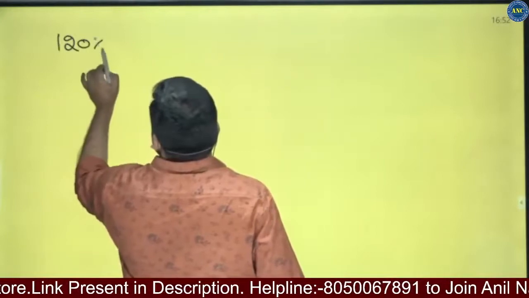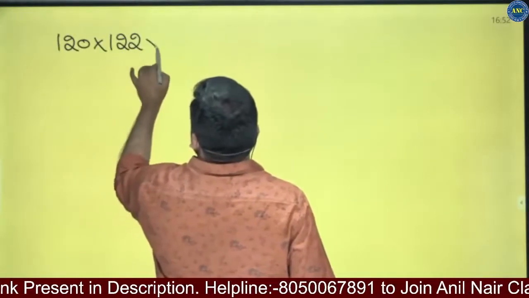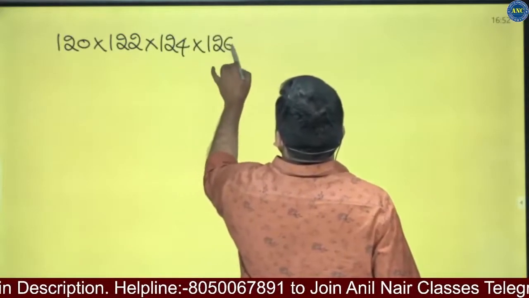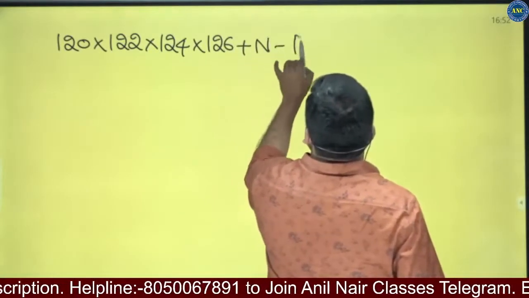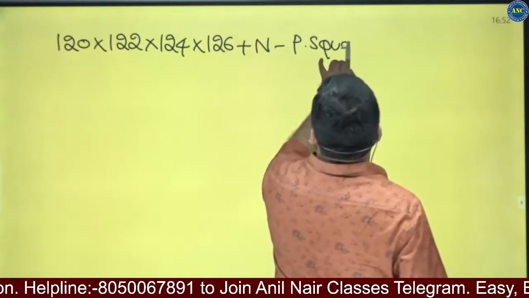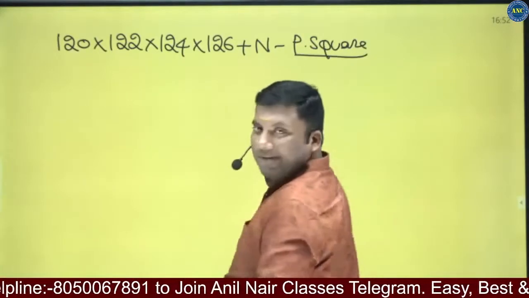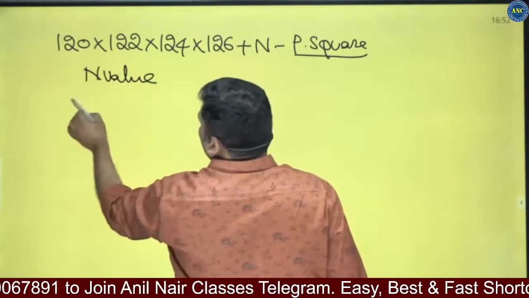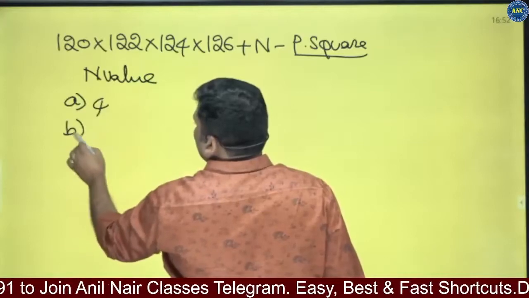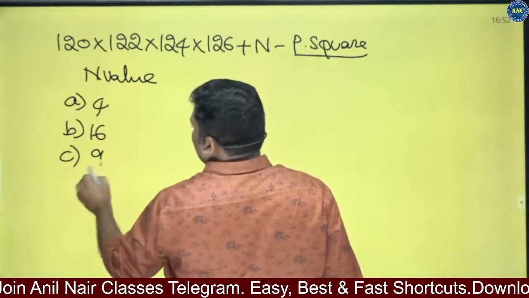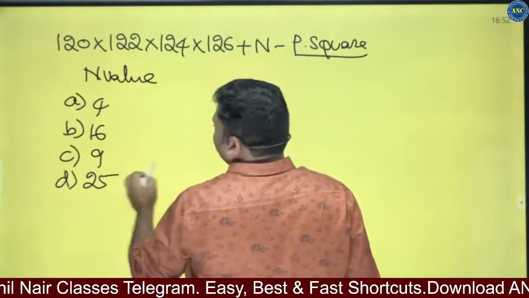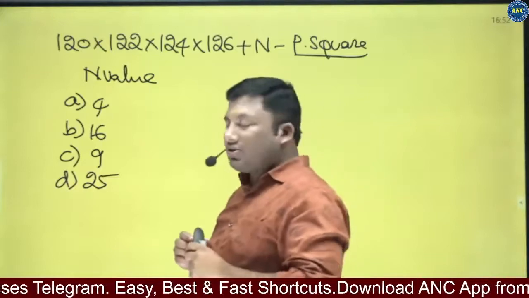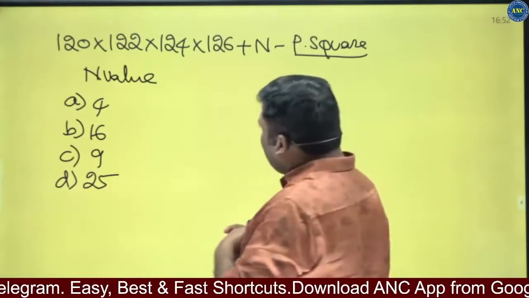120, 122, 124, 126 plus n is a perfect square. Find the value of n. Assume options are like this: 4, 16, 9, 25. If students are solving this question, how will they solve it?